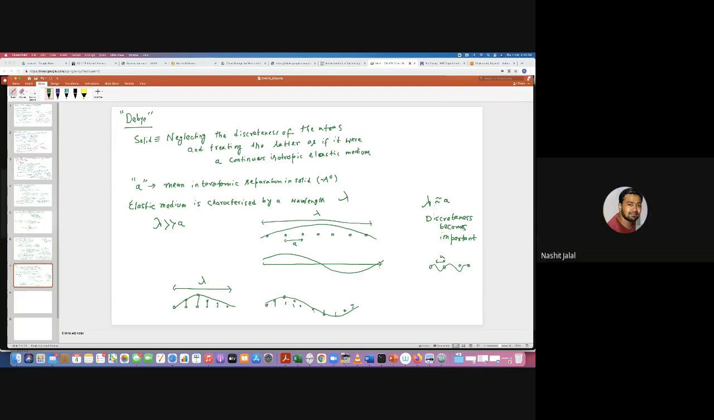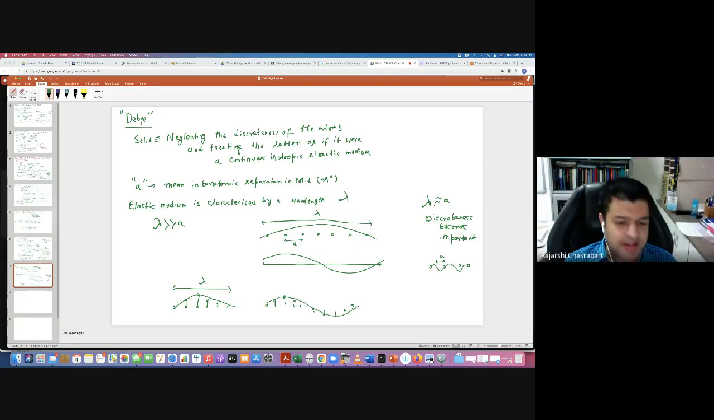So, sir, the phonons are defined when lambdas are larger than A? Yes, it is. We are not going to talk much about phonons in this course, but it is like that. If you go very, very discrete, then you have a problem with phonons. So the solid is treated as an isotropic elastic continuous medium.